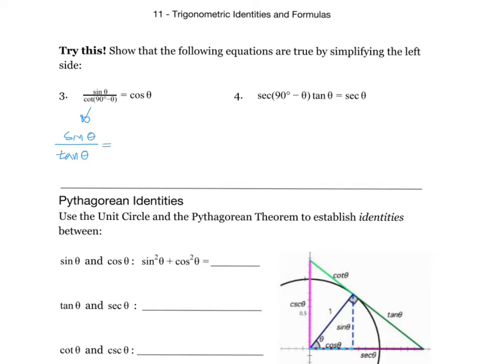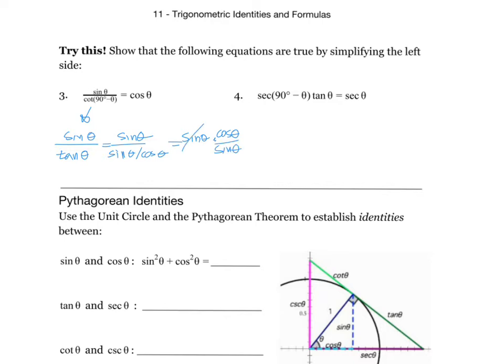All I'm doing is just writing these fractions in a new version, trying to get down to the cosine of theta. So sine of theta, I'm just going to rewrite this over. Now tangent of theta is the same as sine of theta over cosine of theta. And if you're dividing by a fraction, you just multiply by the reciprocal. So that's equal to sine of theta times the reciprocal of sine over cosine, which is going to be times cosine of theta over sine of theta.